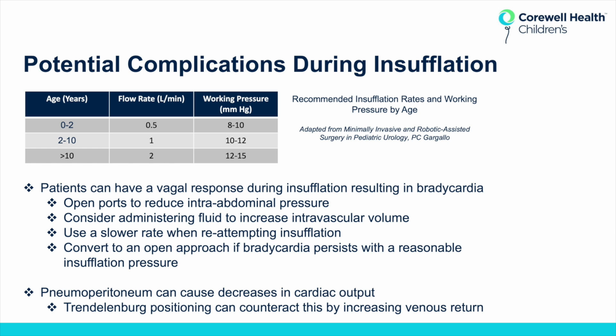Pneumoperitoneum can also cause decreases in cardiac output. Trendelenburg positioning can counteract this by increasing venous return. Here we show recommended insufflation rates and working pressures for patients of various ages.